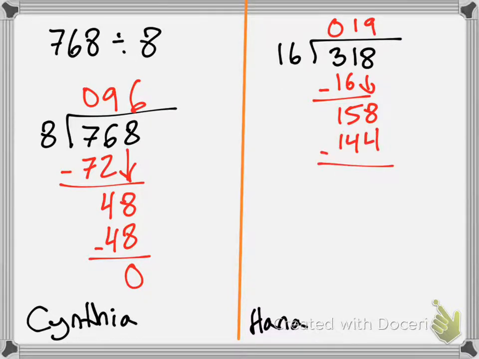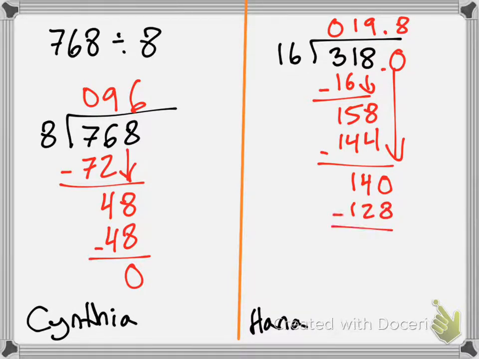Don't worry, we're going fast here, but take your time on the homework. So here, when we subtract 158 minus 144, we get 14. I have to add my decimals. I bring down my 0. Now we know it only goes in 8 times because we know 144 was 9 times, so we get 128. I subtract that and I get 12. I bring down my 0.